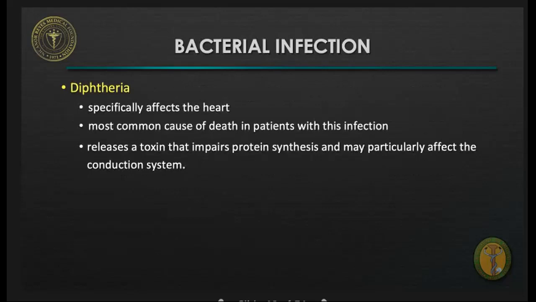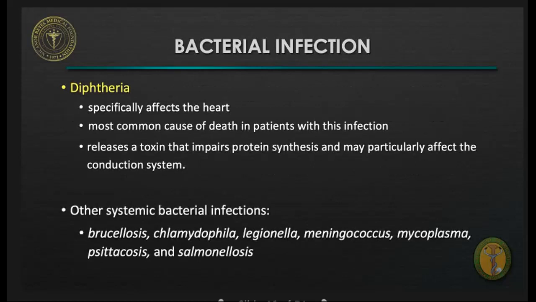First cause is diphtheria. This specifically affects the heart, and the most common cause of death in patients with diphtheria is due to myocarditis. This is due to a release of a toxin that impairs protein synthesis and may particularly affect the conduction system. Other systemic bacterial infections associated with myocarditis are the following: brucellosis, chlamydophila, legionella, meningococcus, mycoplasma, psittacosis, and salmonellosis.